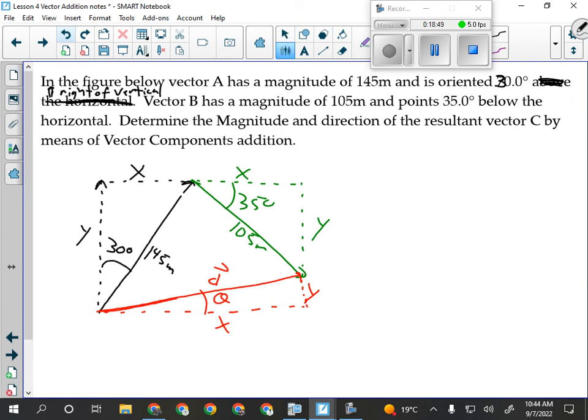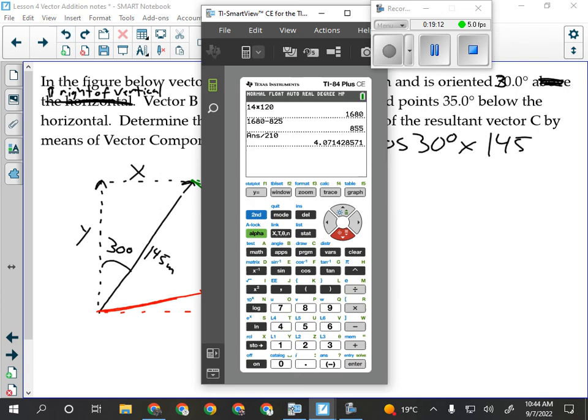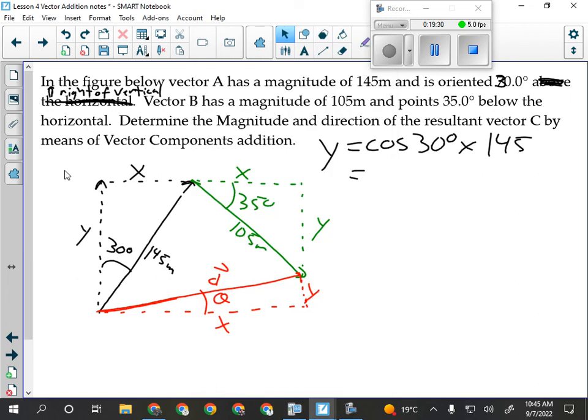Is black Y adjacent or opposite my angle? So it's adjacent. So which trig function am I using? Cos. Remember how I said Y is not always going to be the opposite side? Here it's not. So black Y is going to be the cos of 30 degrees times 145. So it's 125.57 meters. I'm not going to write down all of the decimals, I'm just going to keep them in a calculator. 125.57. And that's going to be up. So I'm just going to write positive because it's up.